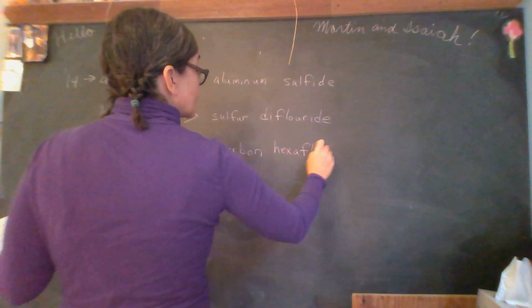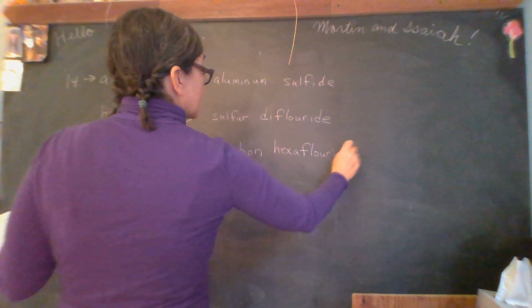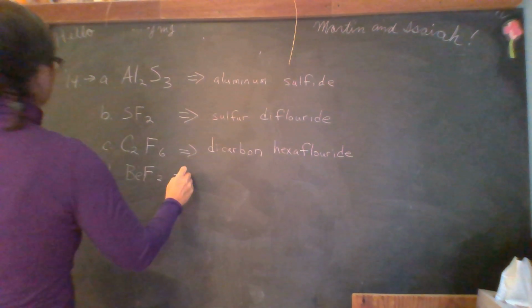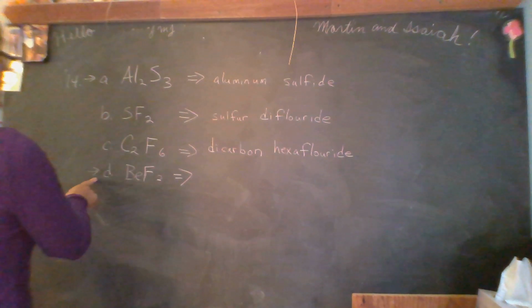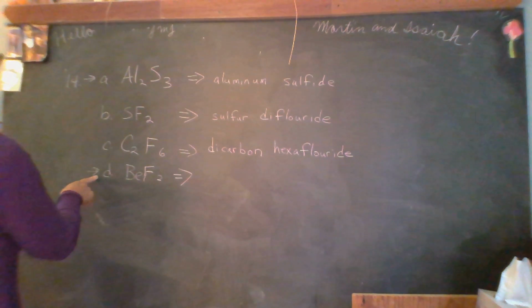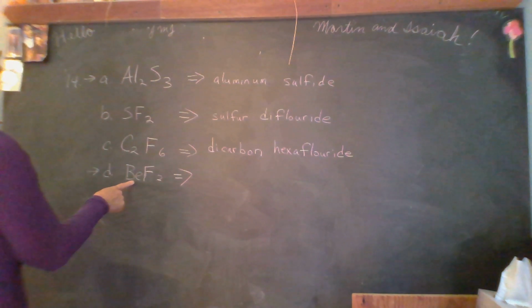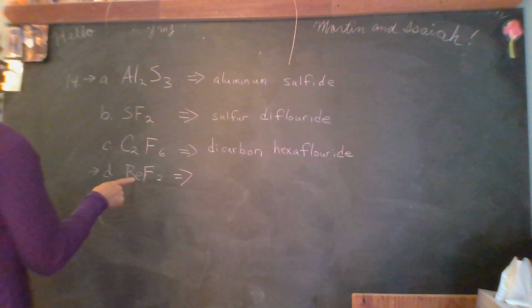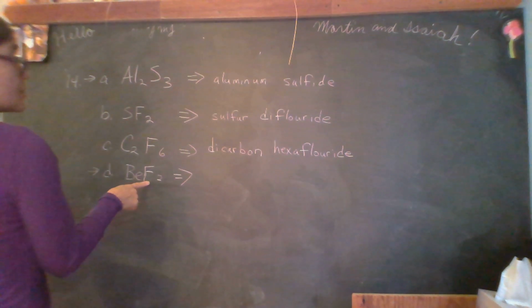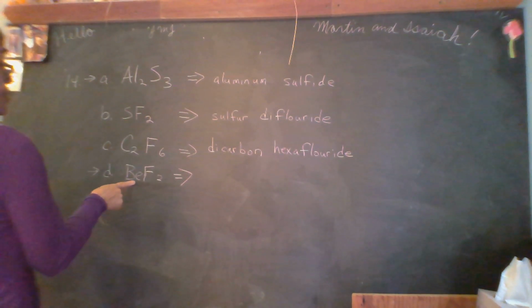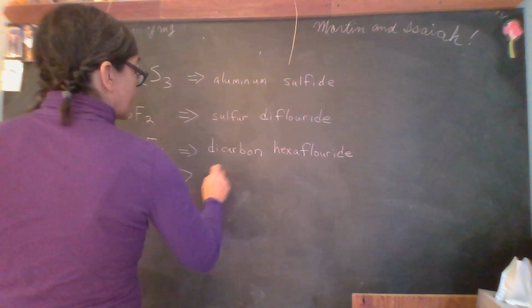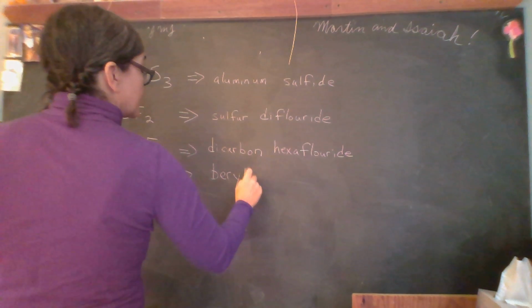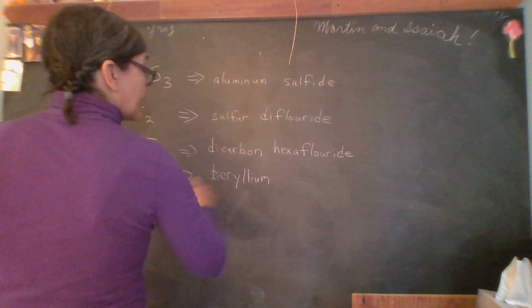Dicarbon hexafluoride. Okay, the final compound in number 14 is ionic. So we're not going to use the prefixes and just name this and then name this with an ide ending. So Be is beryllium and fluoride.